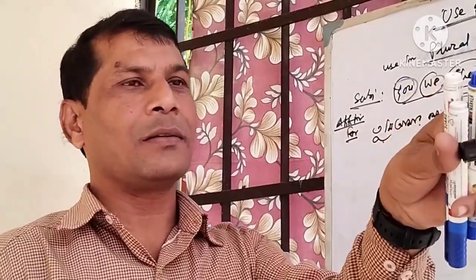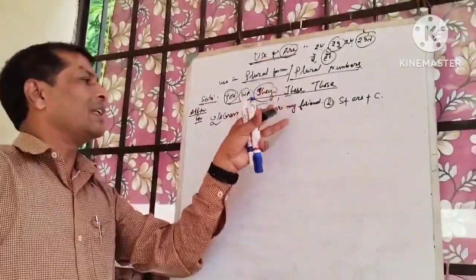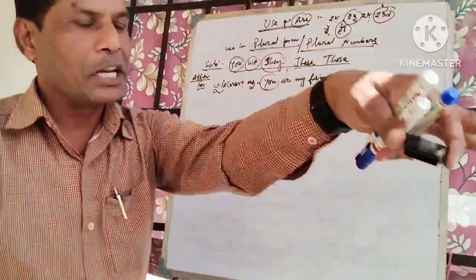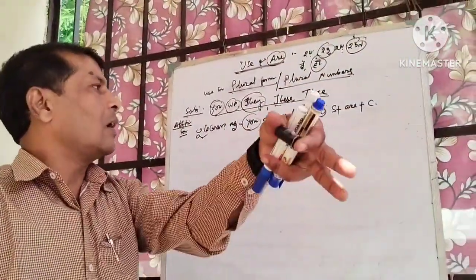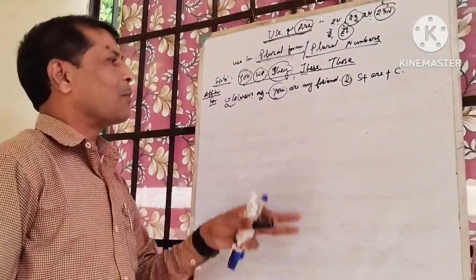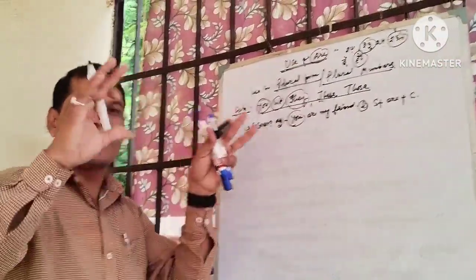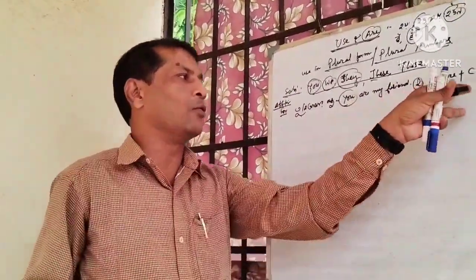We are the students. We are players. Suppose you use they: they are my relatives. They are my students. And these, for non-living things. Suppose there are some books there. So these are my books.